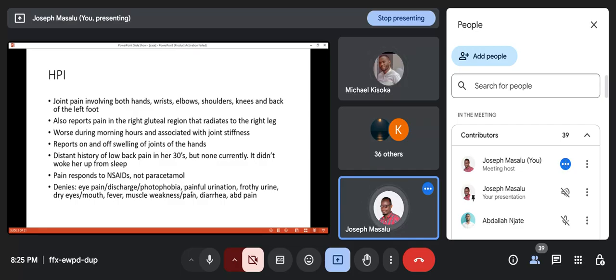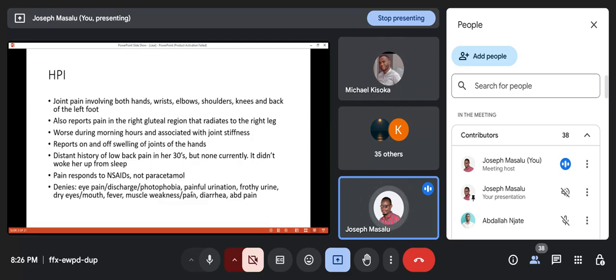So joint pain involves the hands, wrists, elbows, shoulders, knees, and back of the left foot. She also reports pain in the right gluteal region that radiates to the right leg. The pain is worse during morning hours and it is associated with joint stiffness. She reports on and off swelling of joints of the hands. She has a distant history of low back pain in her 30s, but currently she doesn't have any back pain. So that previous back pain didn't wake her up from sleep. The pain responds to NSAIDs, but not to paracetamol.